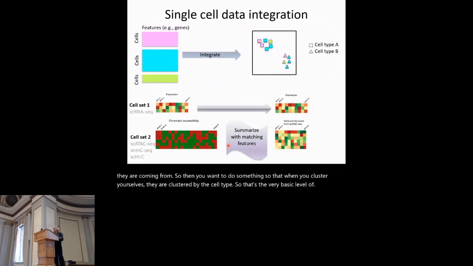And then the second level of integration is, okay, now maybe you have a modality which doesn't exactly quantify the same features. So you have RNA modality, which has genes as the features, and then you have ATAC modality, which has peaks as the features. Here, people have convincingly shown that if you can summarize these features somehow, if you can transform these features to the features in the first modality, then you can still integrate them. This works really, really well for RNA and ATAC.